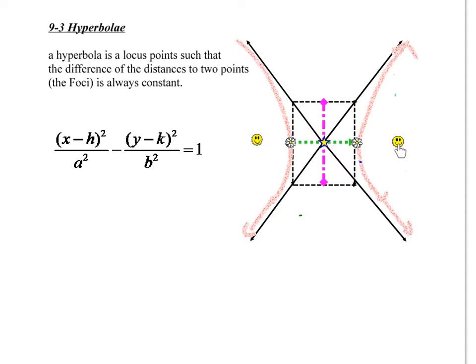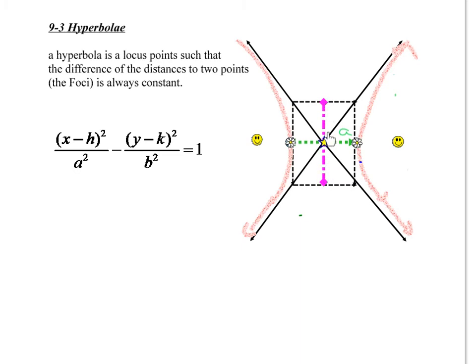Okay. The smiley faces are my foci. Those are my foci. The little flowers here, those are my vertices. This green line right here is my transverse axis. It is denoted by the letter a. So a goes from center to vertex. This dotted purple line right here, this is my conjugate axis.